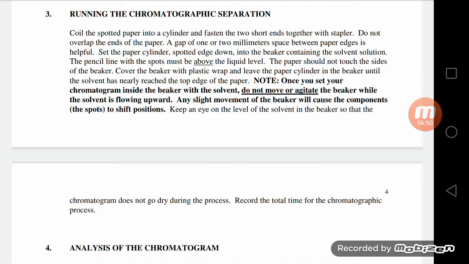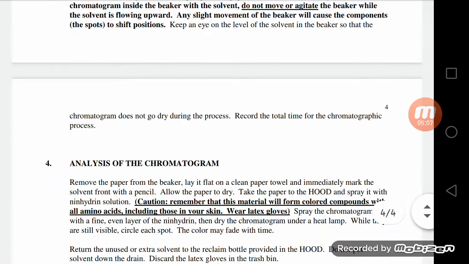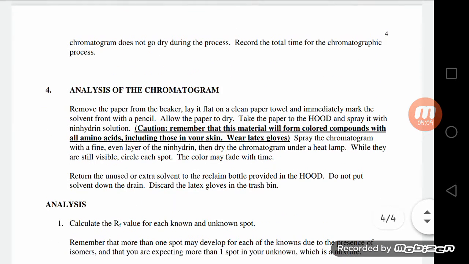Cover the beaker with the plastic wrap and leave the paper cylinder in the beaker until the solvent has nearly reached the top edge of the paper. Also note that once you have set it up, do not disturb or agitate the beaker. Then record the timing of the chromatographic procedure. Analysis of the chromatogram: remove the paper from the beaker. Lay it flat on a clean paper towel and immediately mark the solvent front with a pencil. Allow the paper to dry.